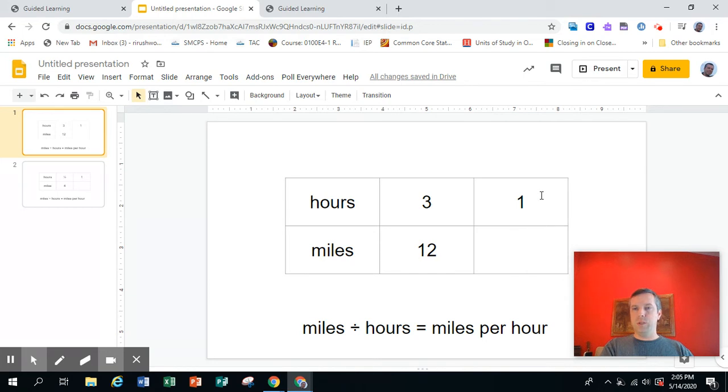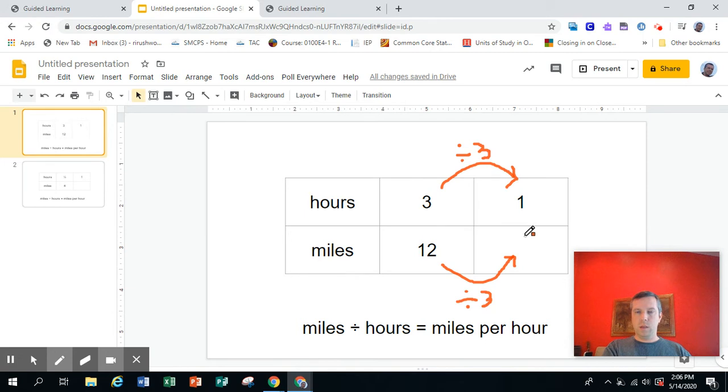I've put that information into a ratio table here. To use a ratio table, we have to do a mathematical operation to these two numbers to change one into the other, and we have to do the same thing to this number in order to get a ratio. So how do you change 3 hours into 1 hour? You'd have to divide by 3. 3 divided by 3 equals 1. So we'd have to divide by 3 on the bottom. Also, 12 divided by 3 equals 4.